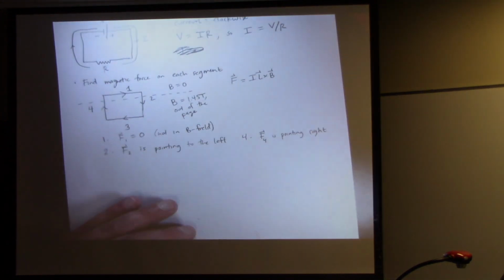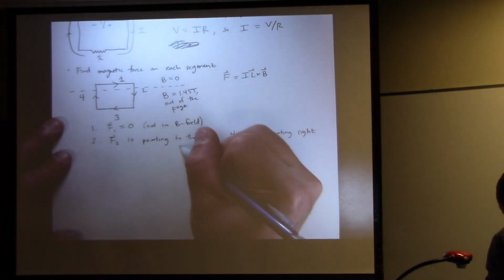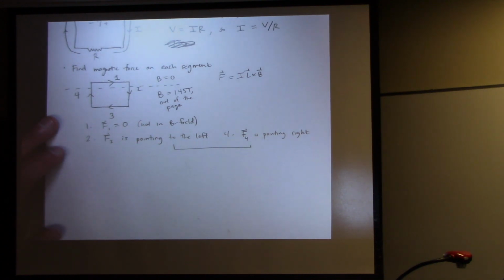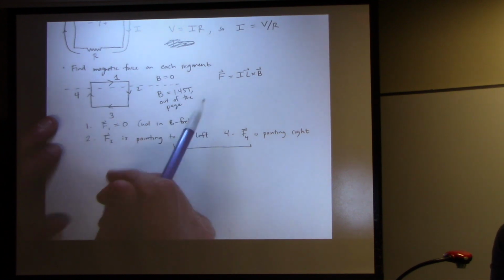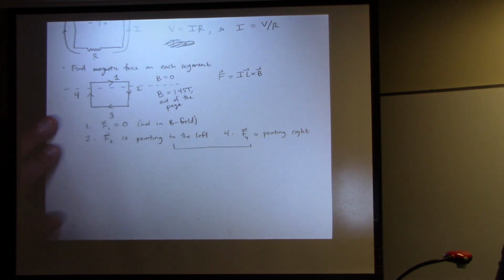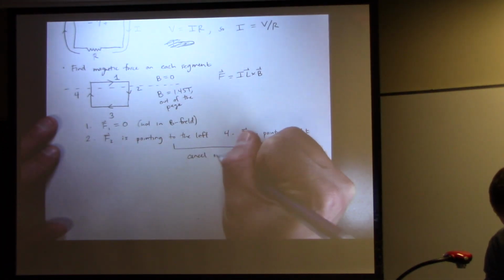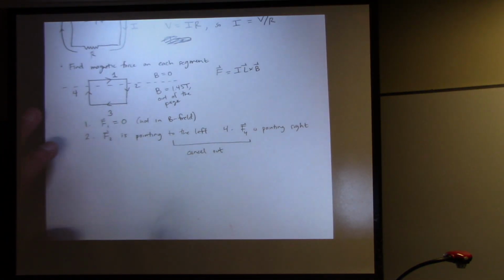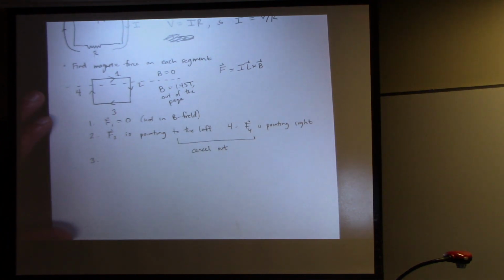So here's the thing about F2 and F4. One is pointing to the left, and the other is pointing to the right. And we show that they have the same exact amount of force acting on them, because after all, we have the same strength of magnetic field, we have the same length of wire, we have the same current running through 2 and 4. So these just cancel out. The force pointing to the left, acting on wire 2, and the force pointing to the right, acting on wire 4, are going to cancel out. So the only thing that is left is number 3.